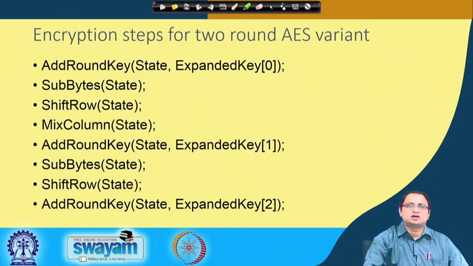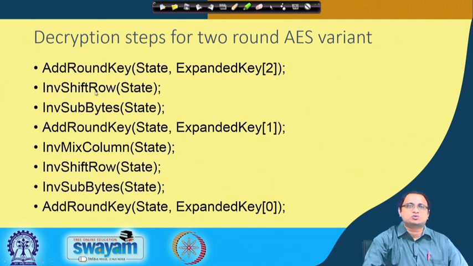Now, if you consider the decryption unit of this, I have to, as I said, work backwards. Okay. So, I have to start with this, do the inverse operation of this, and so on. So, it turns out exactly like this. I do the add round key with the state and expanded key 2, that is the final round key. I do an XOR, I do an inverse shift row, I do an inverse sub bytes, then I do an add round key, inverse mixed columns, inverse shift row, inverse sub bytes, and finally an add round key.